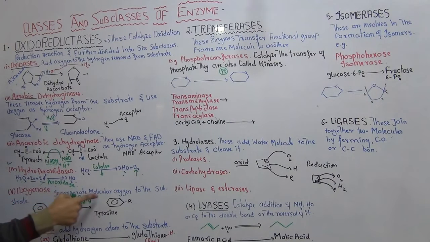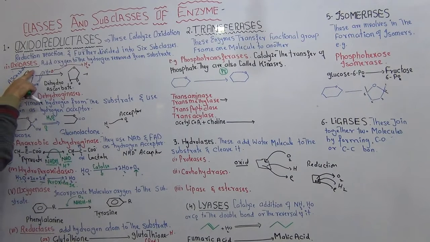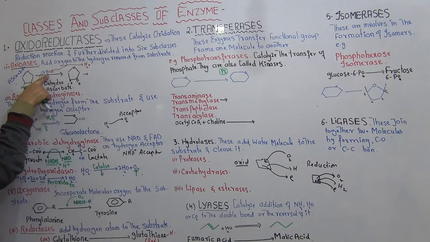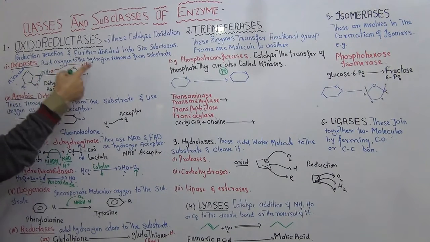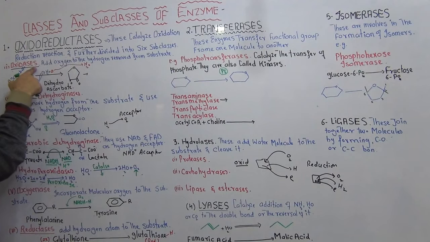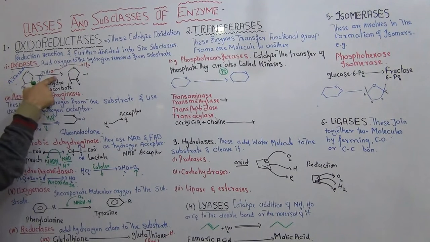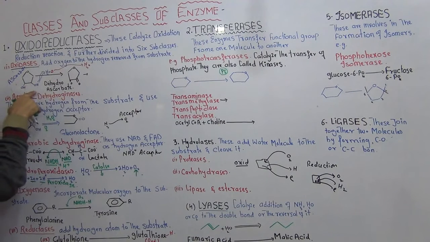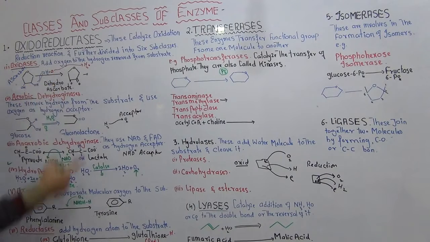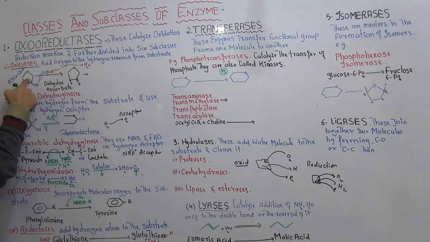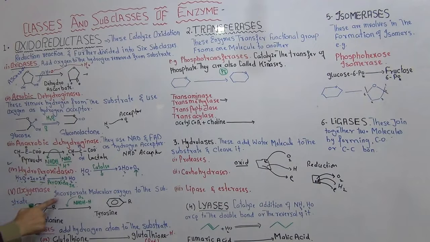They incorporate molecular oxygen into the substrate. What are they doing? In oxidases, they add oxygen to the hydrogen indirectly. They were adding oxygen, but not into the substrate, but to the hydrogen that was removed from the substrate. But this time they are adding oxygen directly into the substrate. So here what they say is, incorporate molecular oxygen into the substrate.